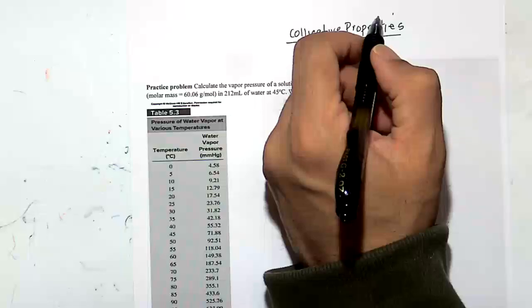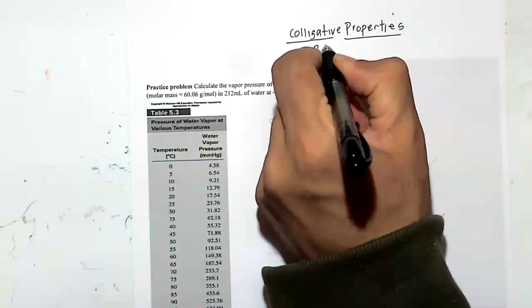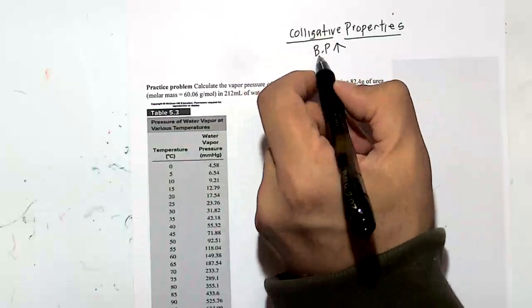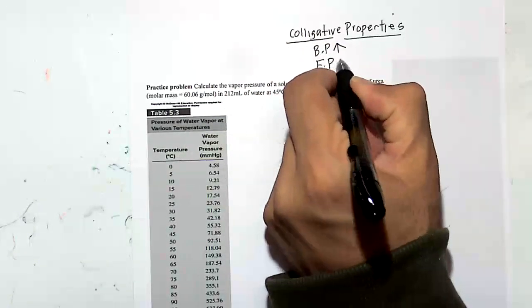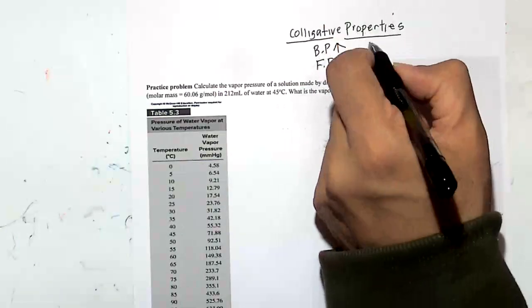What happens if you make a solution, which is solute and solvent? What 4 things happen? The boiling point elevates. The boiling point goes up. You'll get a new boiling point, which is higher. And what happens to the freezing point? It goes down. We'll have a new freezing point, which goes down.